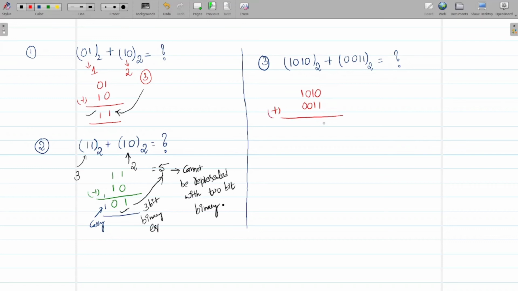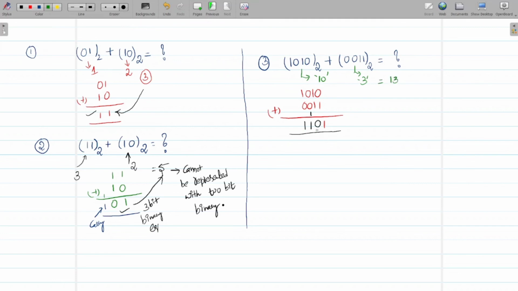So 0 plus 1, no carry will be generated, so the sum is 1. 1 plus 1, so carry will be generated and the sum is 0, so carry is written here, sum is 0, and 0 plus 0 plus 1 is 1. Similarly 1 plus 0 is 1. Okay. So this is the result. In order to verify whether your answer is correct or not, 1010 is the 4-bit binary equivalent of decimal number 10, and 0011 is the 4-bit binary equivalent of 3. So 10 plus 3 is actually equal to 13.